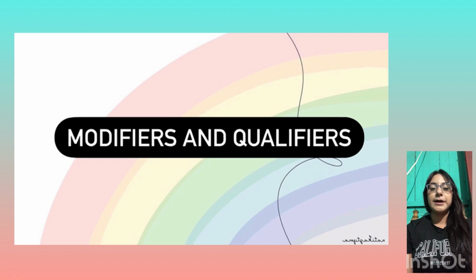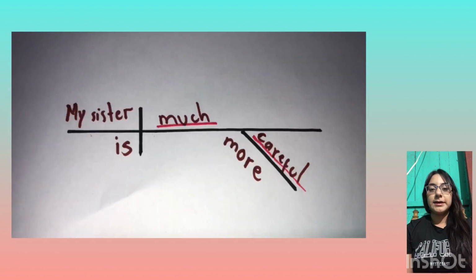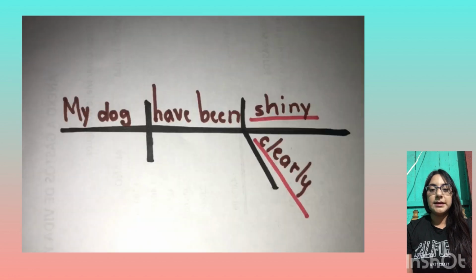Modifier and qualifier. One. In these sentences, the subject will be my sister, the modifier much, the verb more, and the qualifier careful. Two. In the sentences, the subject will be my dog, the linking verb have been, the modifier clearly, and the qualifier shiny.